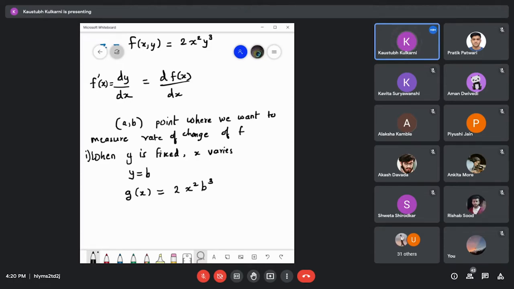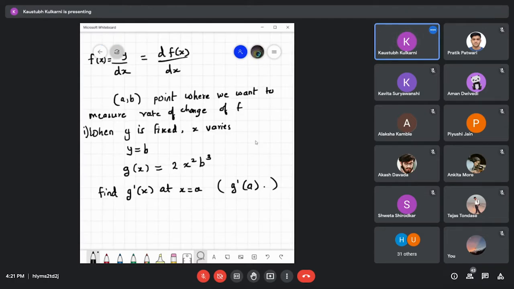Now we want to compute the derivative. Rate of change of any function means the derivative of that function. So we want to find the rate of change of g of x at the point x is equal to a. Find g dash of x at x is equal to a, or in other words, find g dash of a, where a is a constant. A is not a variable. A is some constant at some point.